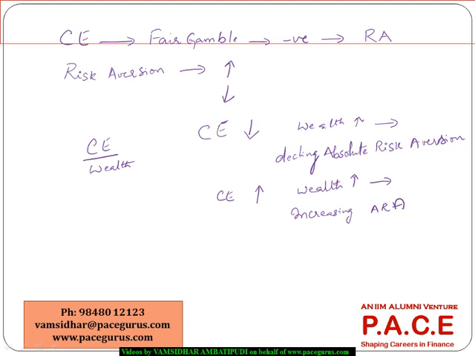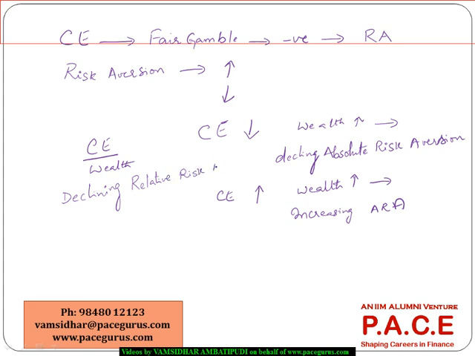So whenever we look at the actual absolute value, then if it is decreasing with respect to wealth, we say that it is declining absolute risk aversion. If it is increasing with respect to wealth, we say that the investor is exhibiting increasing absolute risk aversion. The same way, if with the wealth the proportion is declining, we say that the investor is exhibiting declining relative risk aversion.